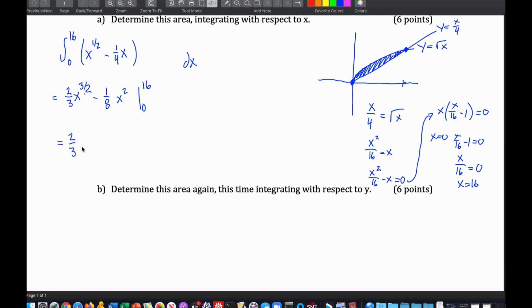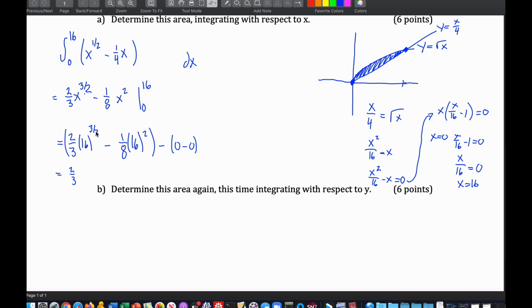Let's see, I would get 2/3 times 16 to the 3/2 power, and if you know that, great, and if you don't, pull out a calculator, minus 1/8 times 16 squared. And maybe just for the sake of showing my work, I'll do minus 0 to really demonstrate what happens when you plug zeros in here.